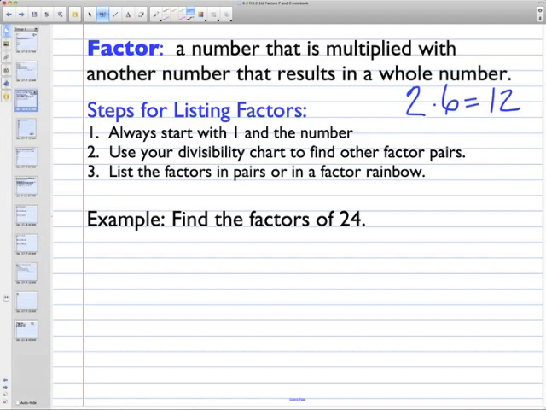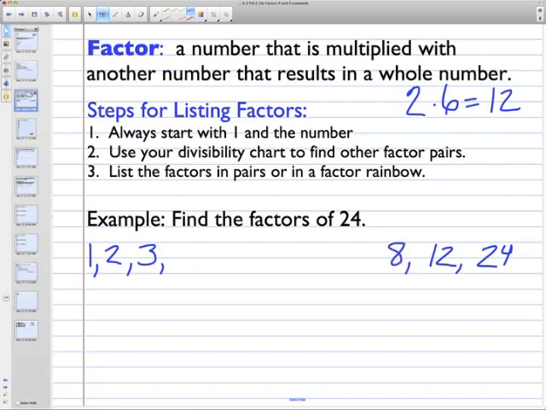So for example, the factors of 24. Again, we want to start with 1 and 24. You can see I'm doing the factor rainbow. Then I want to think about my rules of divisibility. I just start with 2. 24 is even, so therefore 2 must be a factor, and its pair is 12. Next I check 3. Well, 2 plus 4 is 6, and 6 is divisible by 3, so therefore 3 and 8 are factors of 24.